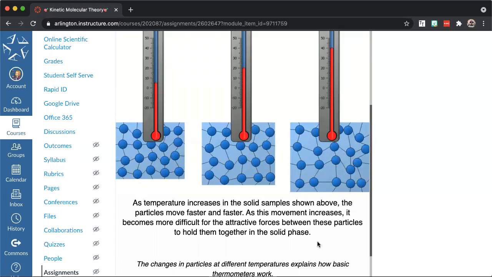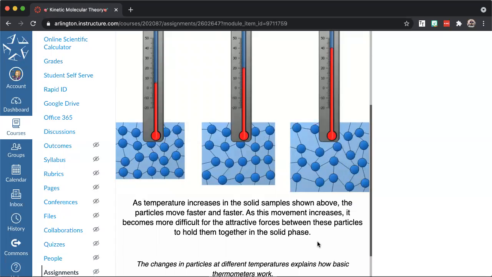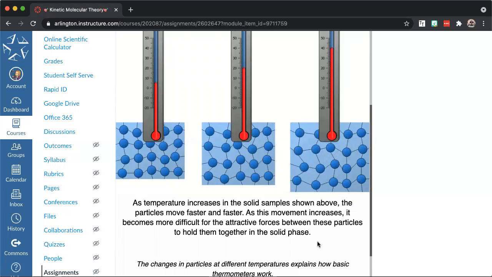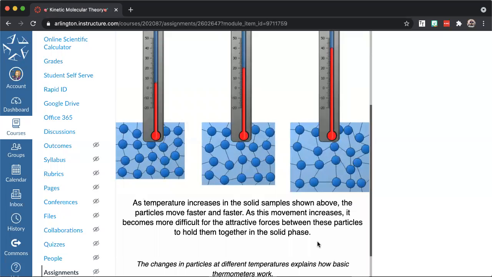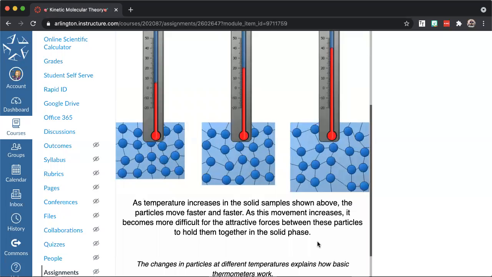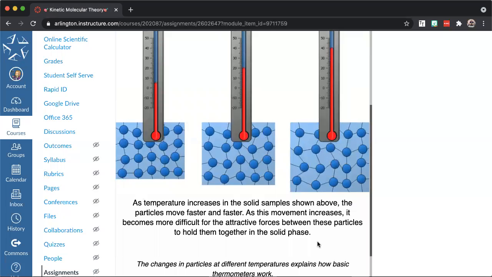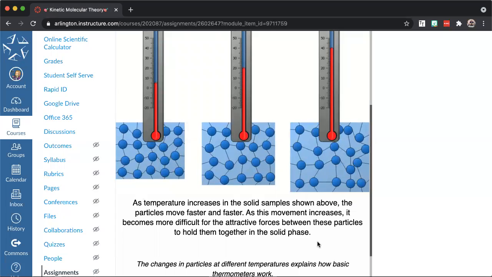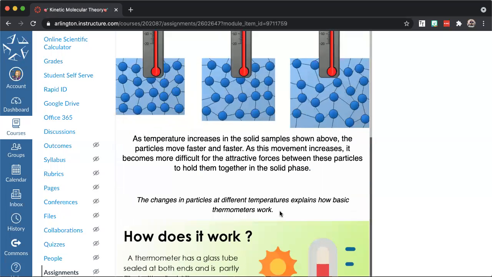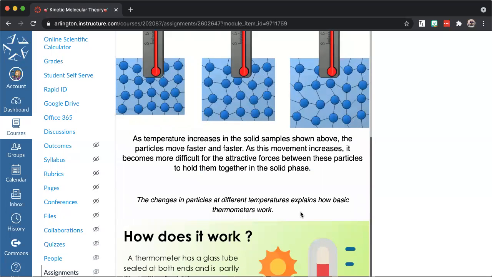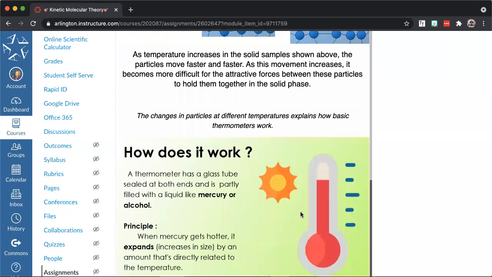Eventually they're going to get to the point where the amount of kinetic energy they have to move is going to be more than the attractive force holding them together. And that's when you have melting, where it turns from a solid to a liquid. The same concept applies to liquids turning into gases when they boil, okay? And so this is why temperature explains how basic thermometers work.